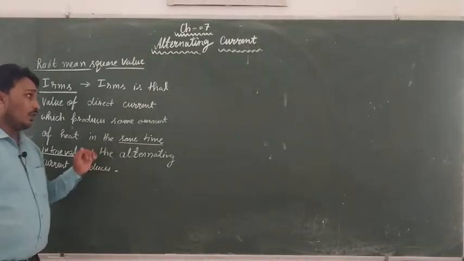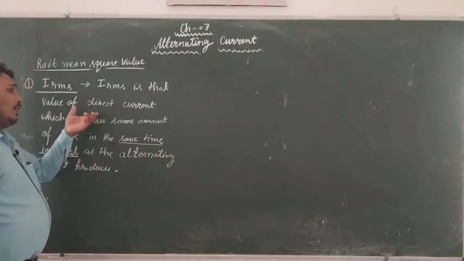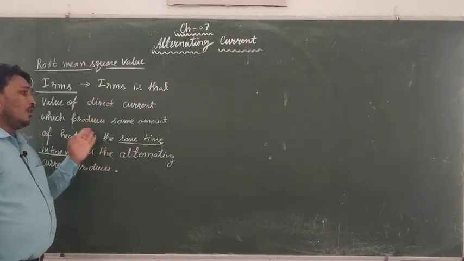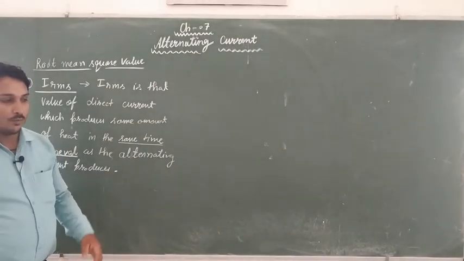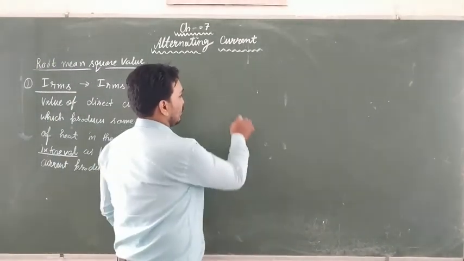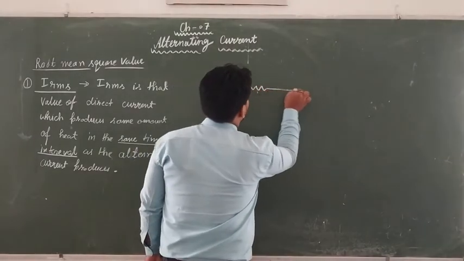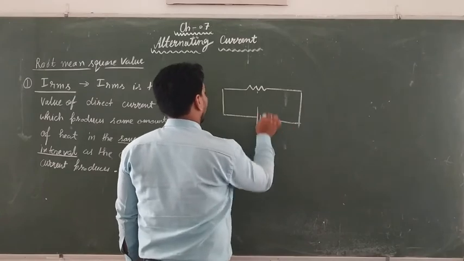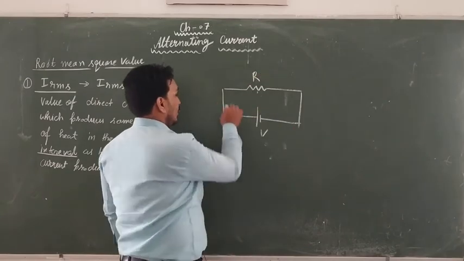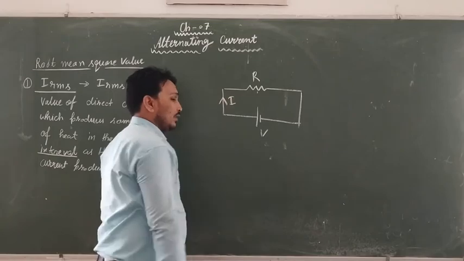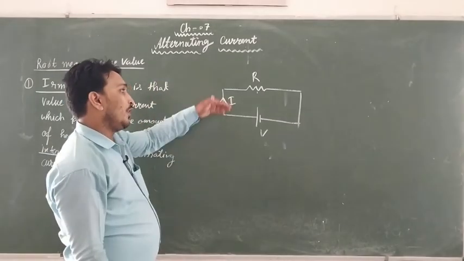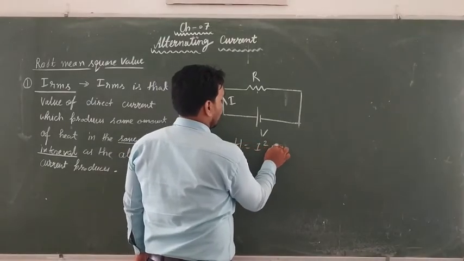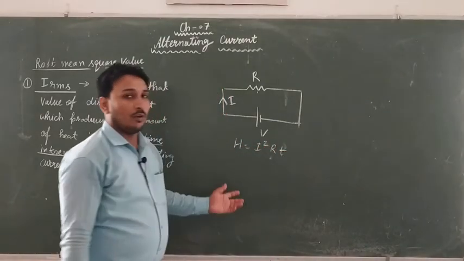So what is the definition saying? The value of direct current which produces the same heat as the alternating current produces for the same time interval. Suppose for 10 seconds a direct current flows through this resistance. Suppose the current is flowing here. This current is direct current. What is the amount of heat produced by it? The heat produced is given by H equal to I square into RT. This is the formula of heat production.